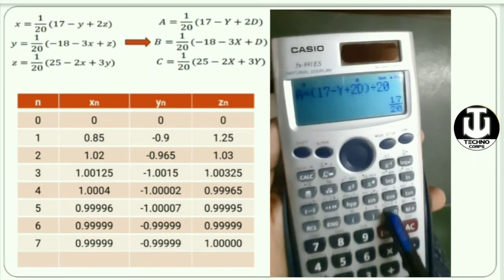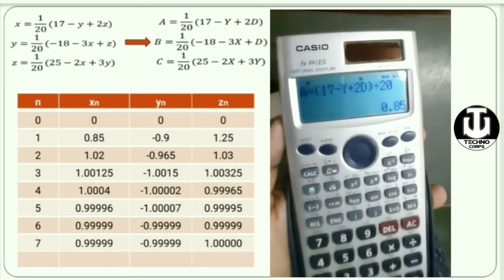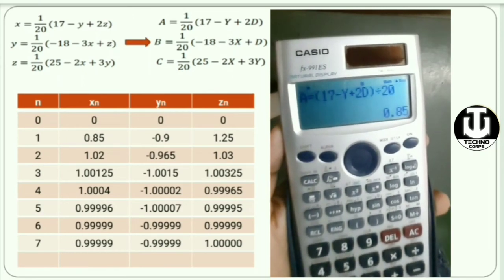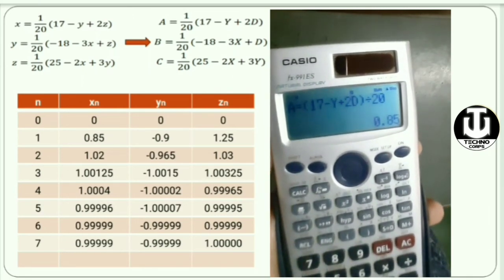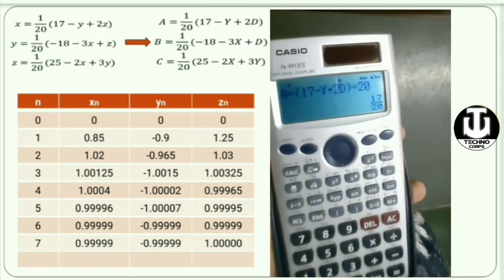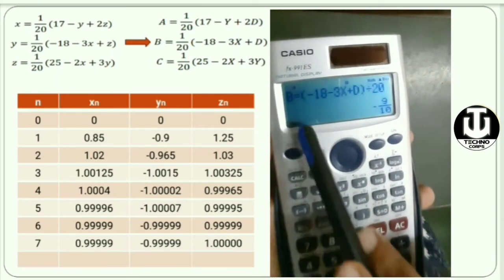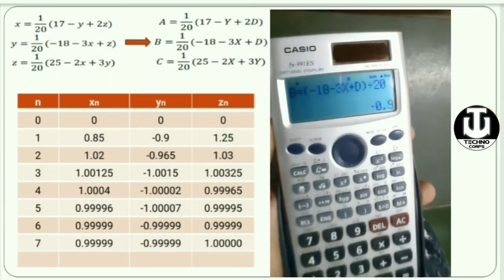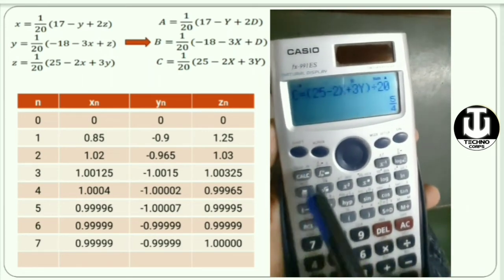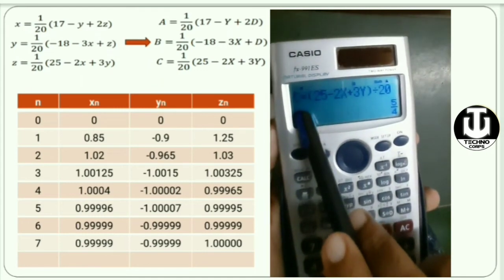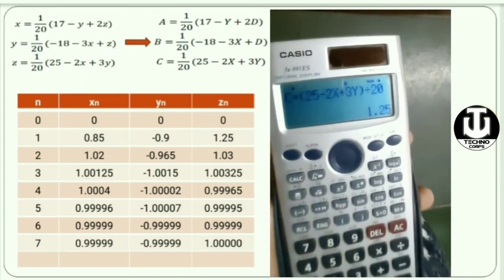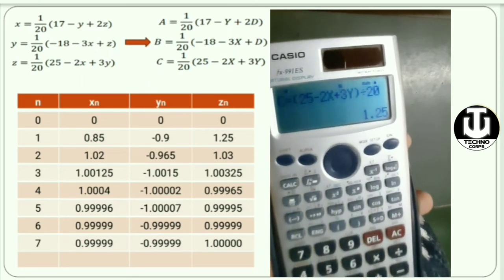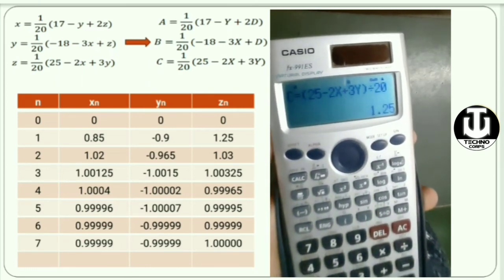You can see we got the value for the first equation, that is x, as you can see in the slide. Now what is the second value? Press equal and you will get the second value, that is b, the value for y, which is minus 0.9. Pressing equal, we got the value for c, that is z, which equals 1.25. You can check with the table. This is the value of x1, y1 and z1. We got the same value with the calculation also.